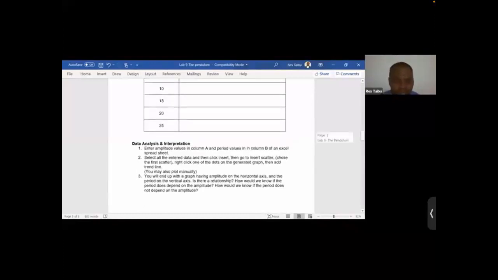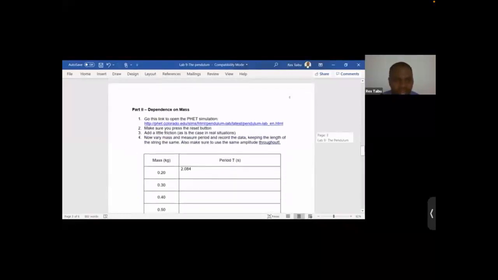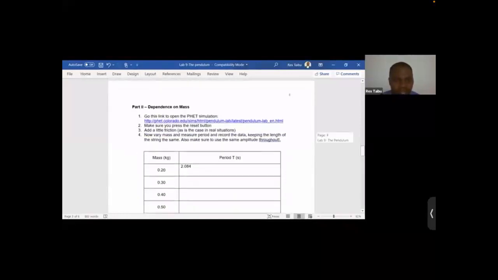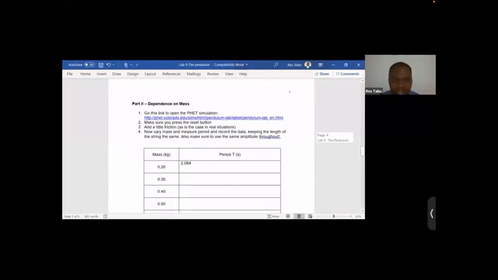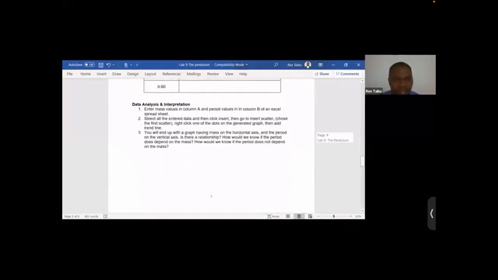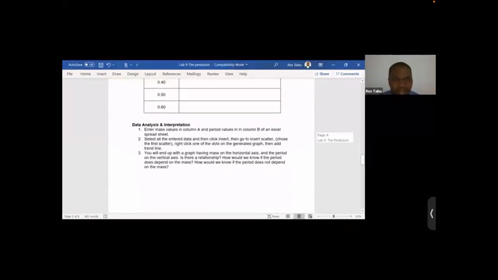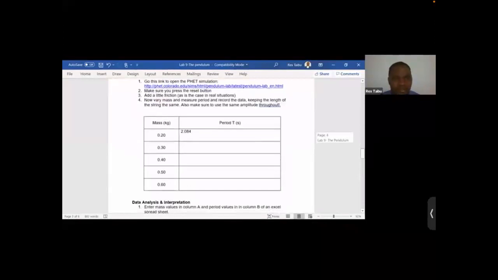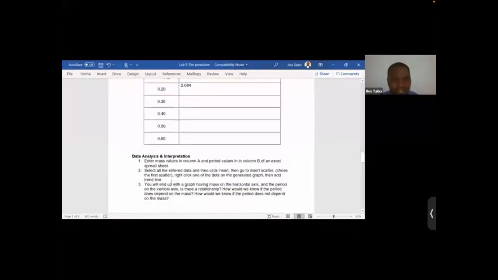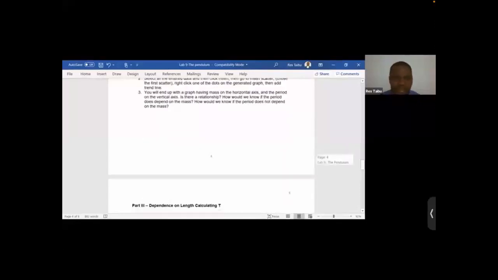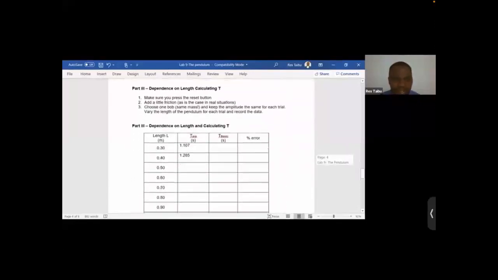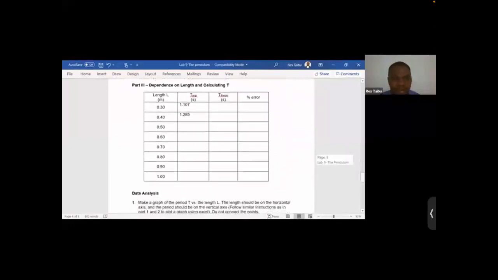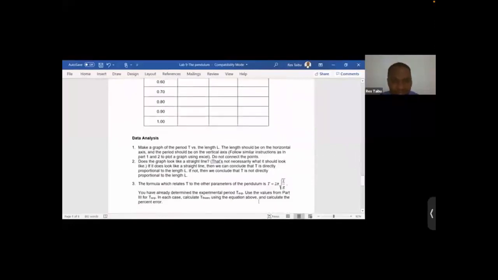So you're going to plot a graph for part 1. Part 2, looks like you're not plotting a graph. Part 3, yeah, you are actually plotting a graph. You're plotting a graph for part 2 as well, under data analysis. So there's a graph for part 2, and part 3 also has a graph.